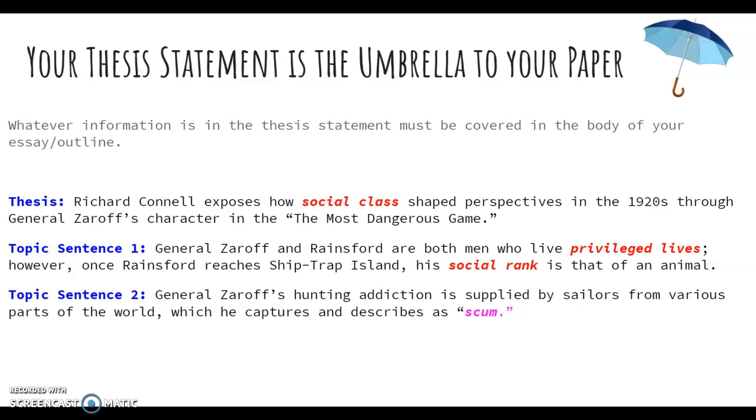Let's take a look at the first topic sentence and see where it links back. General Zaroff and Rainsford are both men who live privileged lives. I have this in red because I know that privileged lives ties back to social class. Social class just refers to social mobility in a particular place or community.